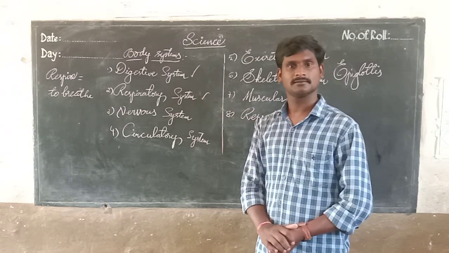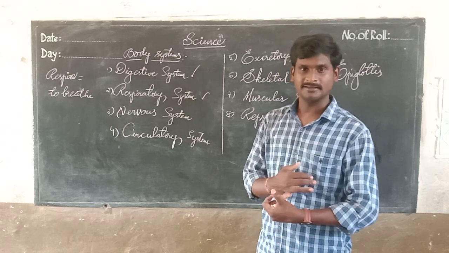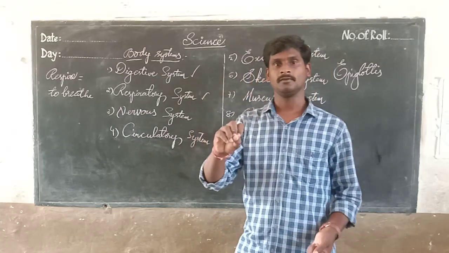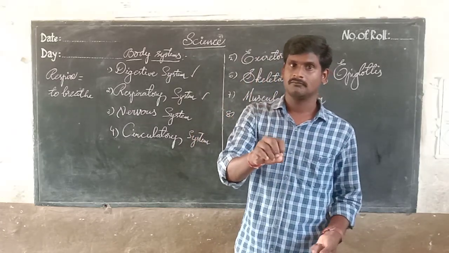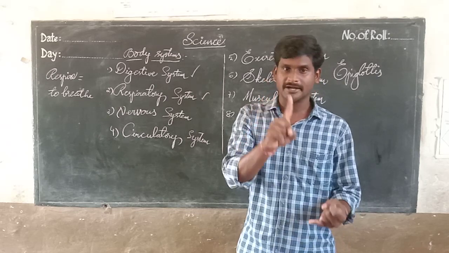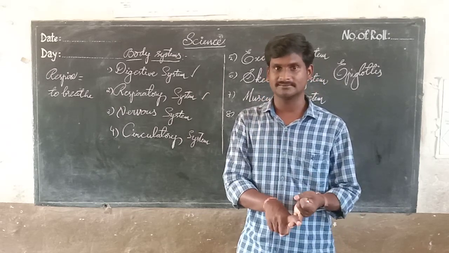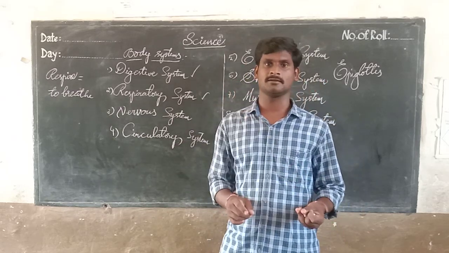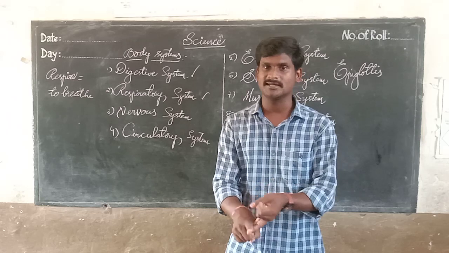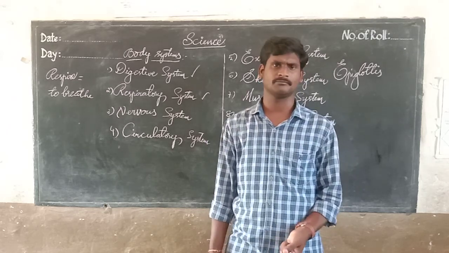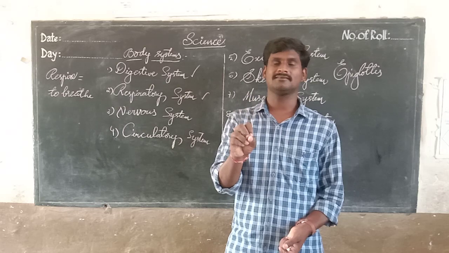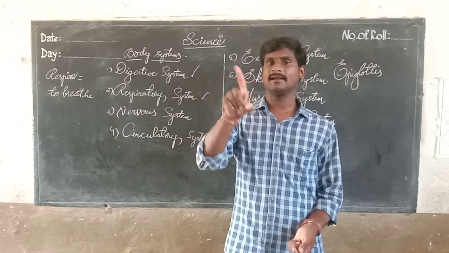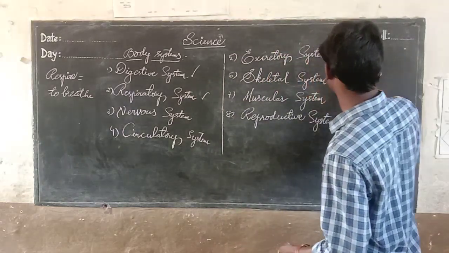Plants are taking carbon dioxide and releasing oxygen. That is what we are saying. But remember one thing, all of you: at breathing time, at respiration time, plants also need oxygen, and plants release carbon dioxide. You may have a doubt. But you know that plants take carbon dioxide and release oxygen at the time of photosynthesis.